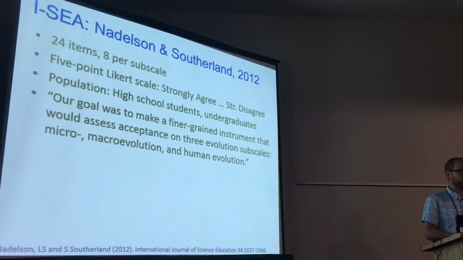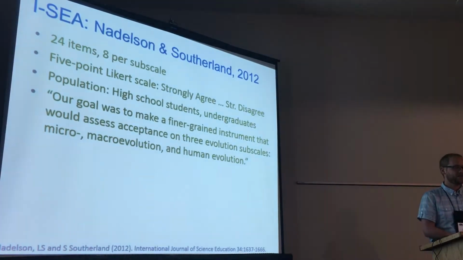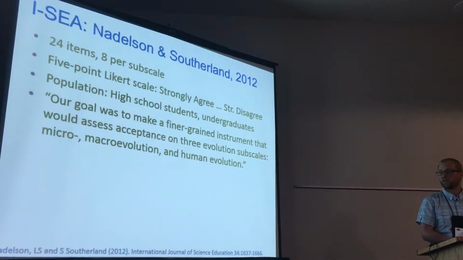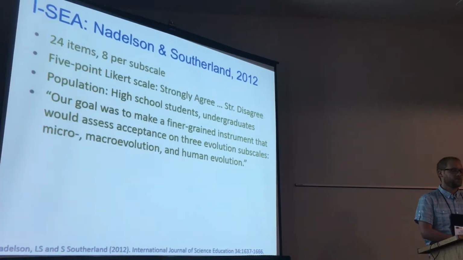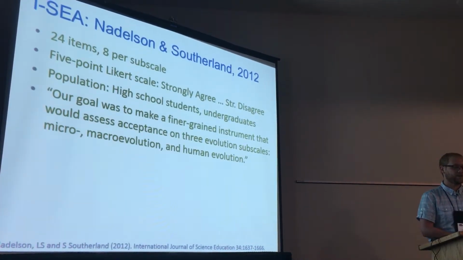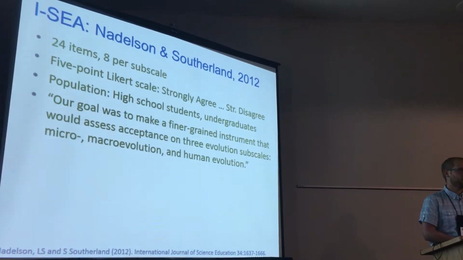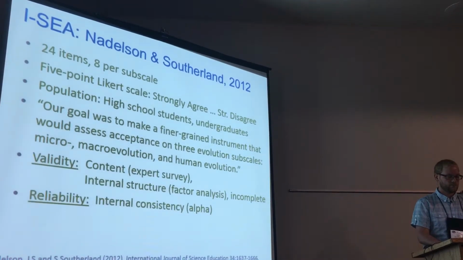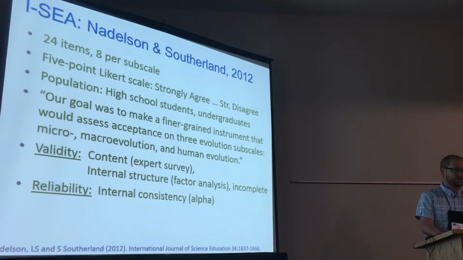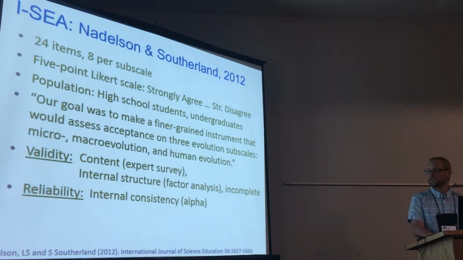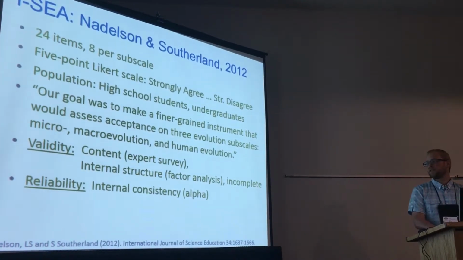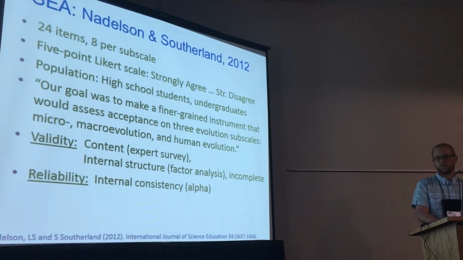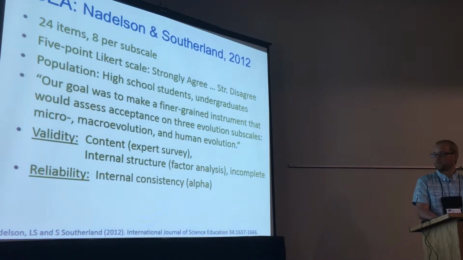So the IC is 24 items, and there are 3 subscales with 8 items per subscale. It also uses a 5-point Likert scale, the same as the MATE. And these authors' goal was to make a finer-grained instrument that would assess acceptance of evolution across these 3 subscales of micro, macro, and human evolution. They report the same sorts of evidence for validity and reliability as the original MATE, though again, this factor analysis for internal structure wasn't complete, but for a different reason than the original MATE paper.